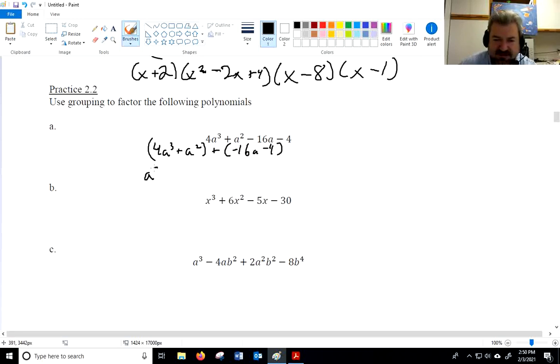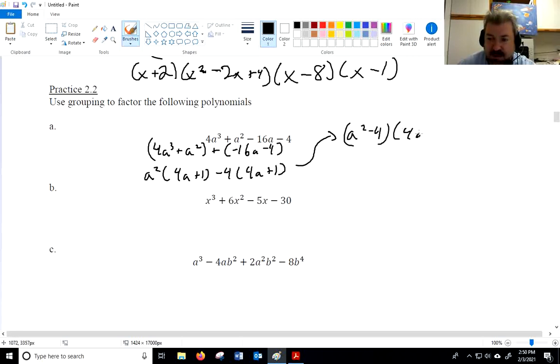I'll factor out an a squared, and I'm left with 4a plus 1. I'll factor out a negative 4, and I'm left with 4a plus 1, which gives me a squared minus 4 times 4a plus 1. A squared minus 4 is a minus 2 and a plus 2, times 4a plus 1. All right, let's try the next one.